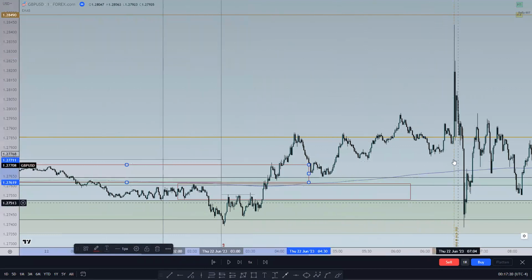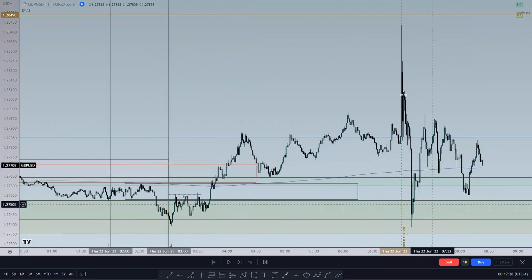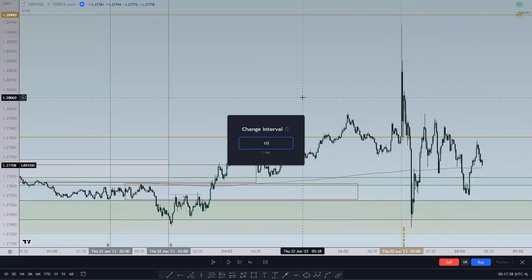So when the interest rate decision kicked in, what we did see was a massive shift to the upside, taking out buy side before eventually price came down. But this is outside of our trading hours, so there wouldn't have been any need to engage in any kind of trading after the Bank of England interest rate decision.